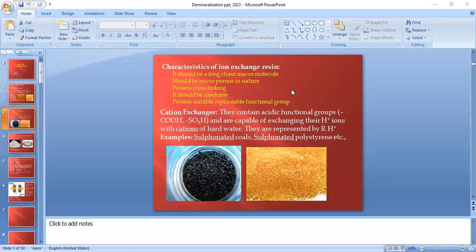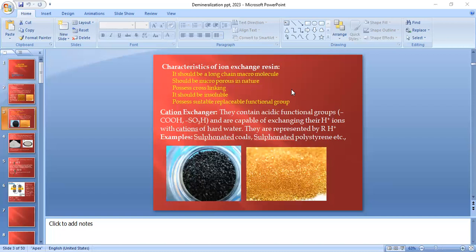With respect to the use of resins, the device consists of two columns or two parts. One is known as the cation exchanger and the other is known as the anion exchanger. Now this cation exchanger is packed with cation exchange resin. And the nature of cation exchange resin is given in this particular slide.